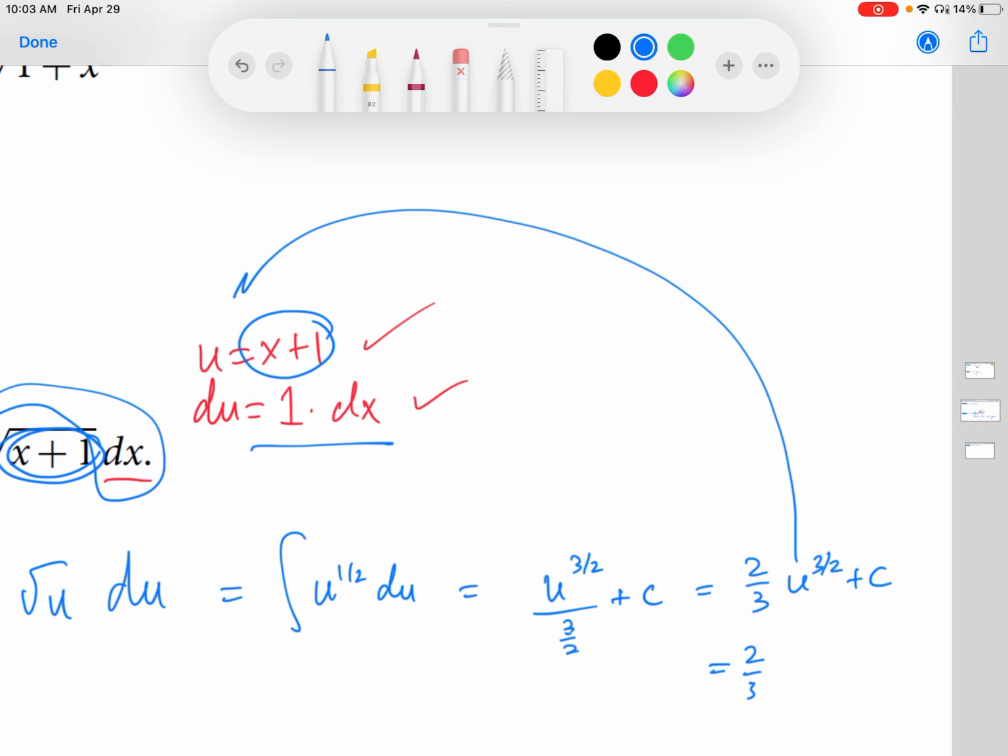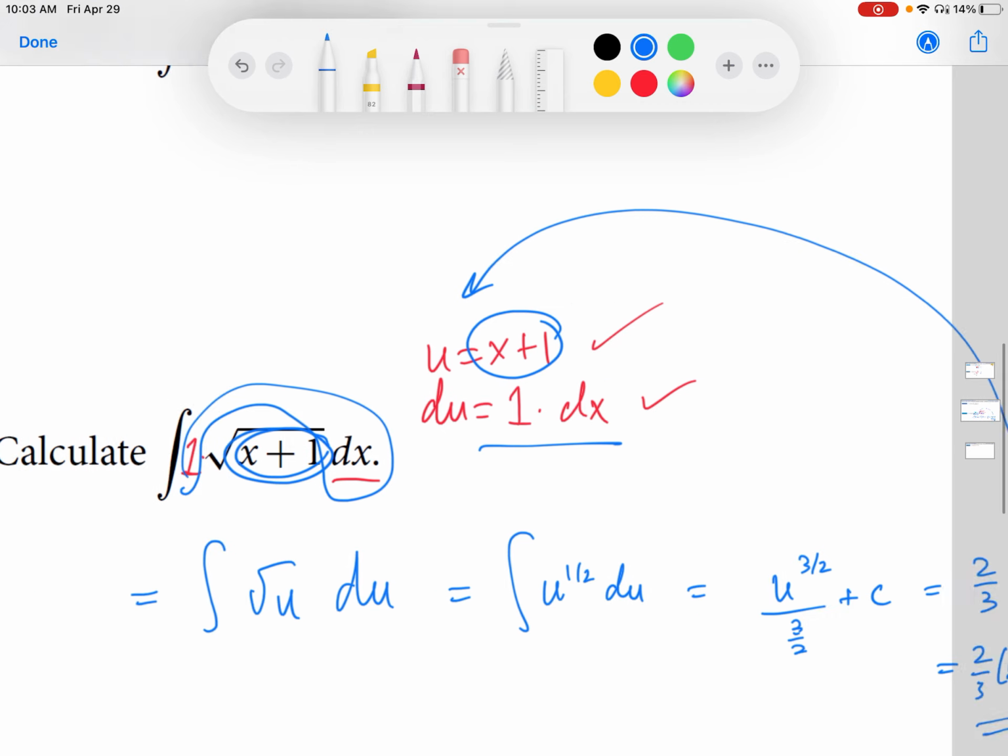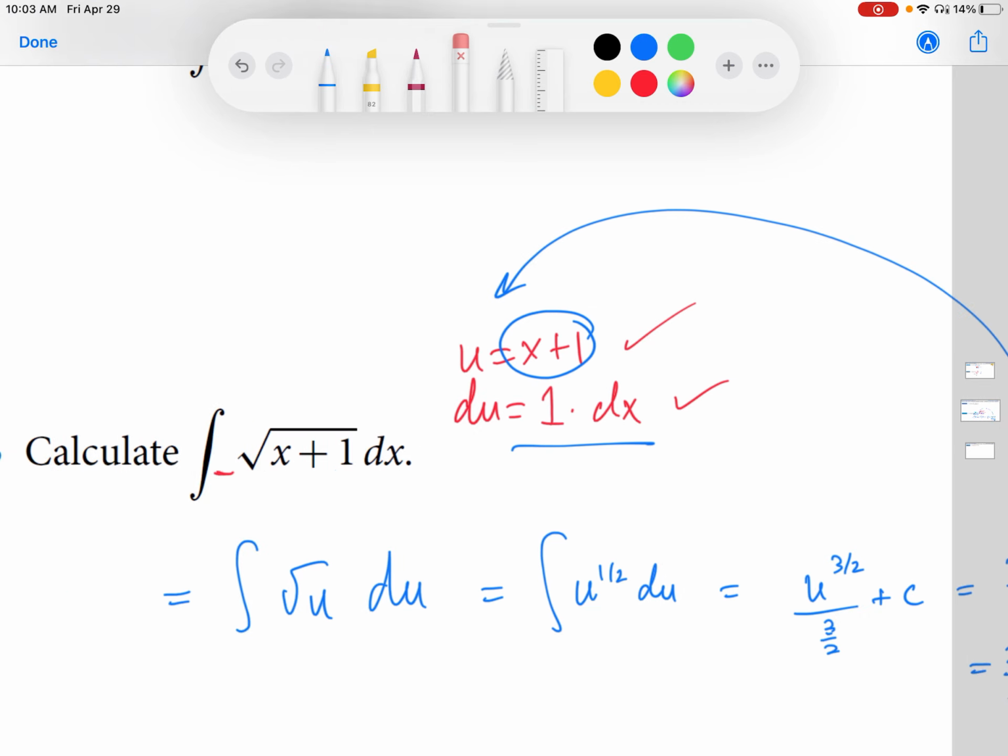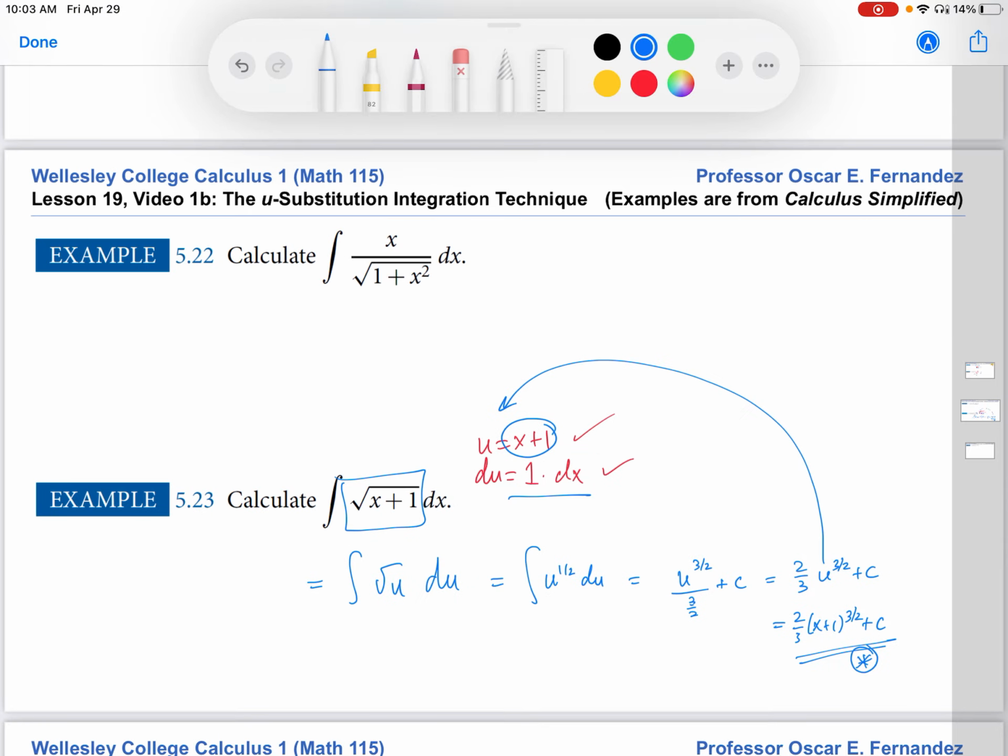How do we do that? Well, u is x plus 1. So x plus 1 to the 3/2 plus c. And there we go. And then again, as I said, you could check your work by differentiating this function, making sure, verifying that you then obtain square root of x plus 1. And you will indeed. Okay, so I'll zoom out and just mention one last quick thing to end the video.